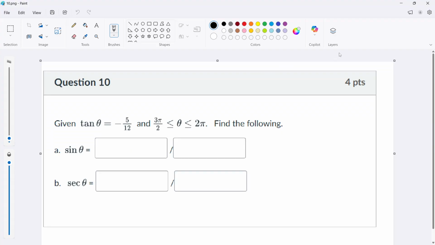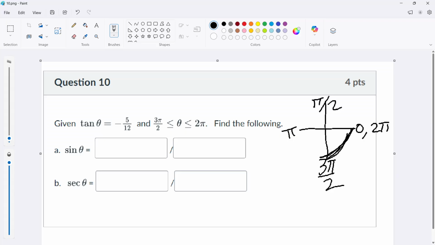Tangent theta equals negative 5/12 and 3 pi over 2. So what quadrant is this? This is 0, or 2 pi. This is pi over 2, pi, 3 pi over 2. So we're from 3 pi over 2 to 2 pi. That's in the fourth quadrant. C-A-S-T. Tangent is negative, right? Cosine and secant, which is 1 over cosine, are positive.